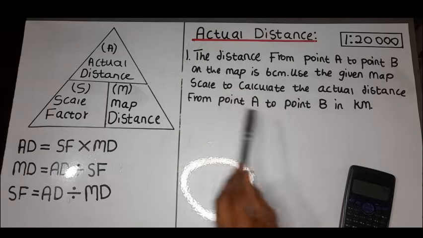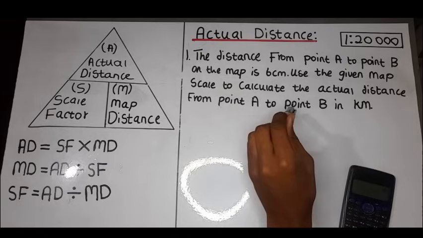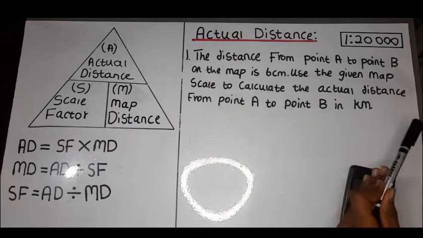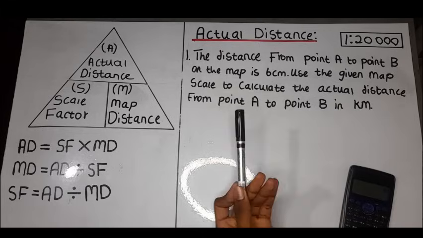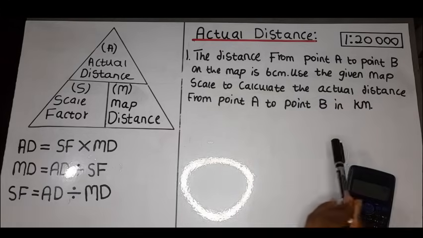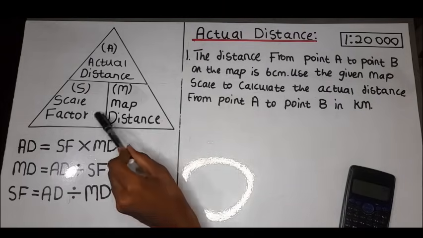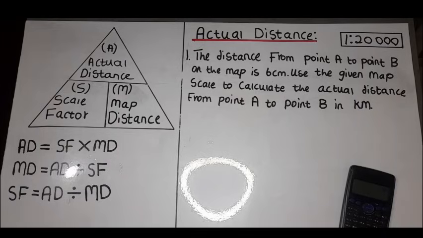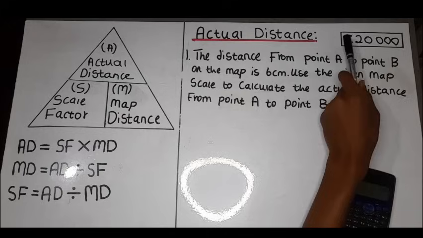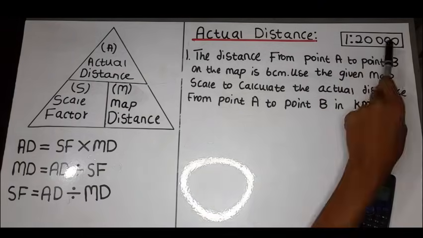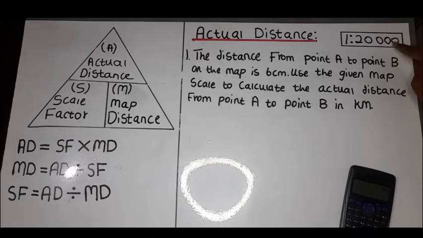And the map distance is the distance that we see on the map. Like when you measure from a certain point to another point on the map using a ruler, you are measuring the map distance. The distance that is on the map is called the map distance. And then a scale factor, it's when we are dealing with a number scale. For instance, let's say the scale is 1 unit is to 20,000 units. So in this case, our scale factor is 20,000.